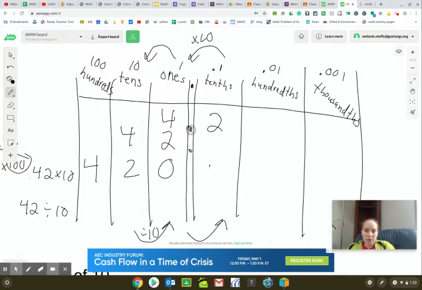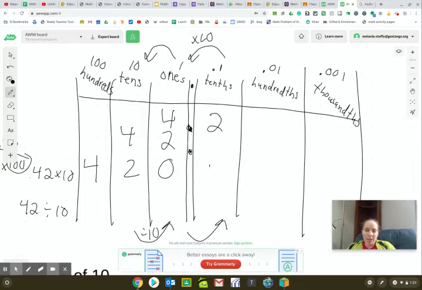What you notice with the decimal point is, which direction did the decimal point move? Yeah, you're right. It shifted one place value to the left. So as your numbers get divided by 10, you're actually shifting your digits one place value to the right, and your decimal point is moving to the left.